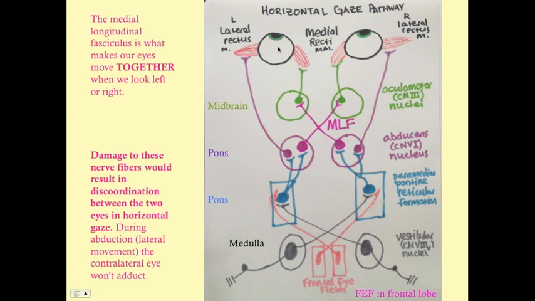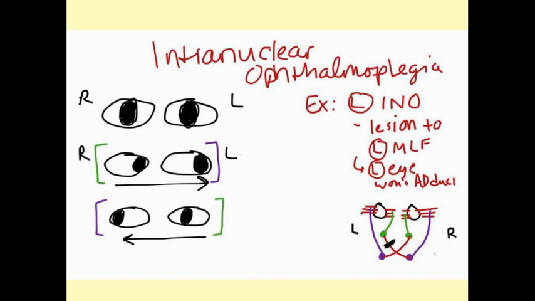So let's look at this. This disorder, if you have this damage to the MLF, is called internuclear ophthalmoplegia, either left or right, depending on what INO, or depending on what MLF is being damaged. So if it's the left MLF being damaged, so this MLF here, it's left internuclear ophthalmoplegia. If it's the right MLF being damaged, it's right internuclear ophthalmoplegia.